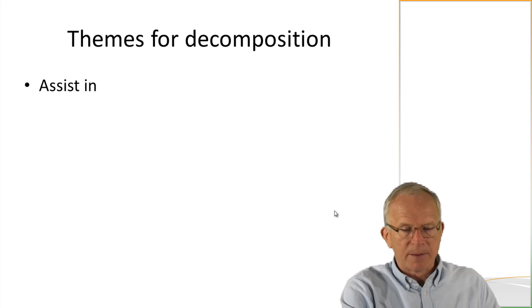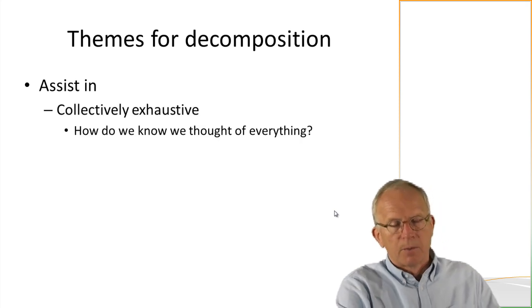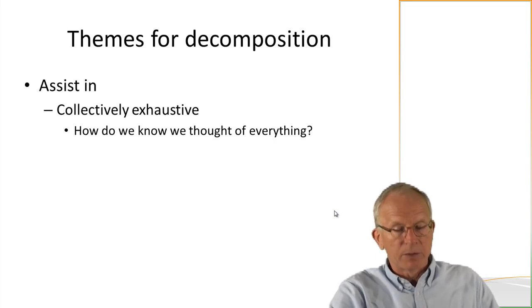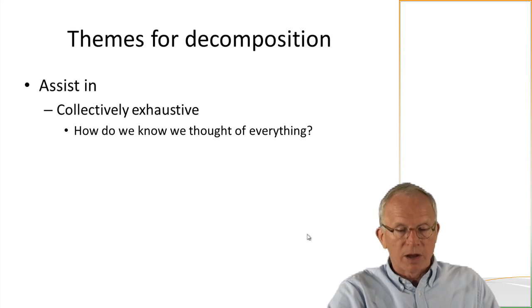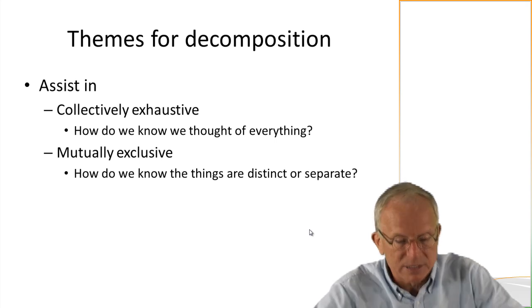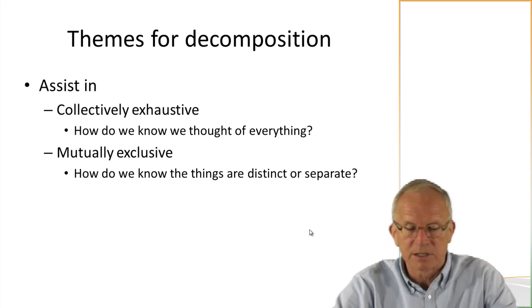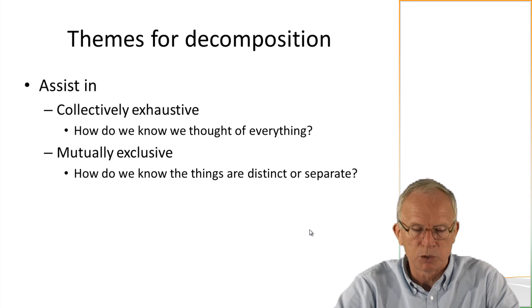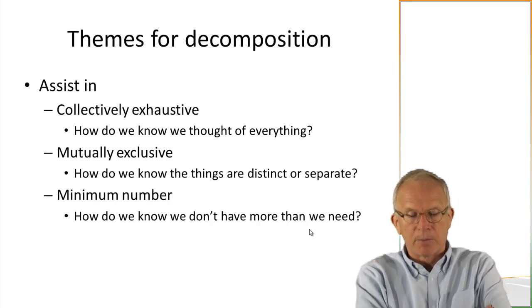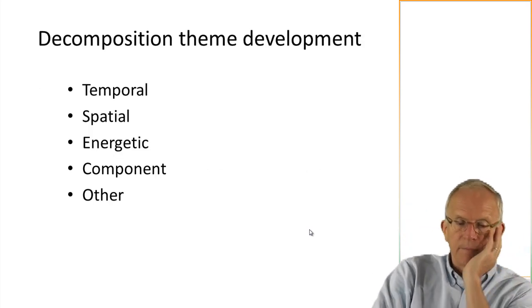So themes and decomposition. What does this do for us? Well, we can make sure that we're collectively exhaustive, because if we have some sort of theme, we can see, geez, did we get everything within this theme if it's stated and we understand it right? So sort of how do we know we thought of everything? Well, the next part is how do we know that we're keeping things distinct and we haven't overdone it, so it's mutually exclusive, collectively exhaustive. And then the minimum number, how do we know we don't have more than we need?